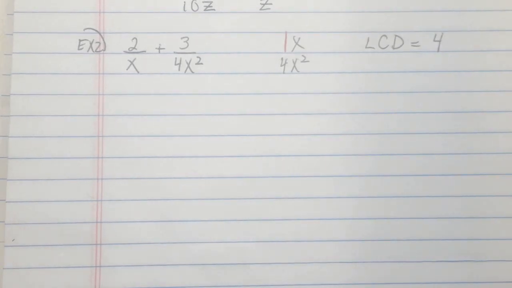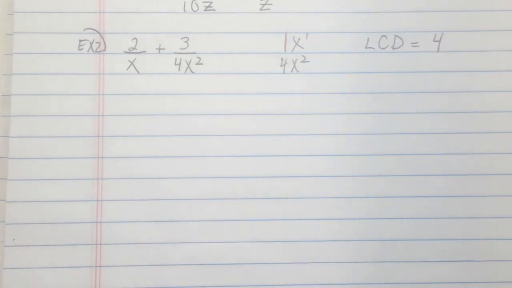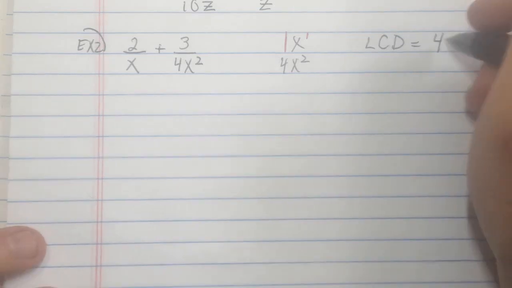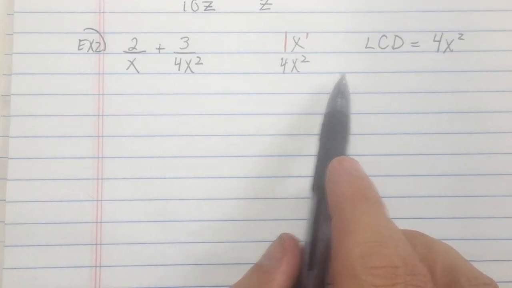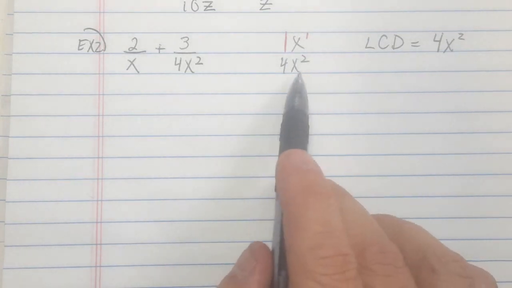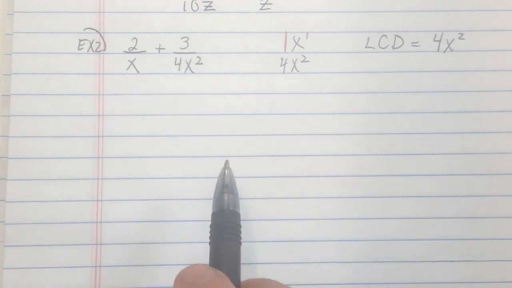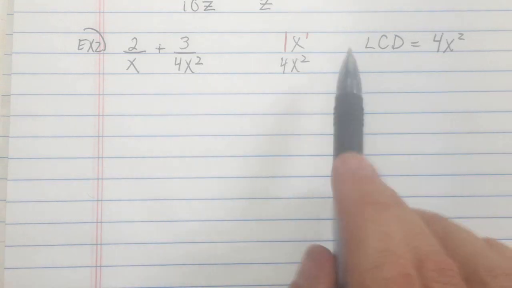So that's how you determine the first part of your LCD. Now we look at the variables, and we have x by itself, which is exponent of 1, and we have x squared. Remember, you have to pick the exponent with the higher number. In this case it would be x squared, because if we just picked x, it would not be able to go into x squared. I can't take that x off, I can only add on. So that's why you always pick whatever the higher of these exponents are. So now we've determined our LCD of these two denominators is going to be 4x squared.